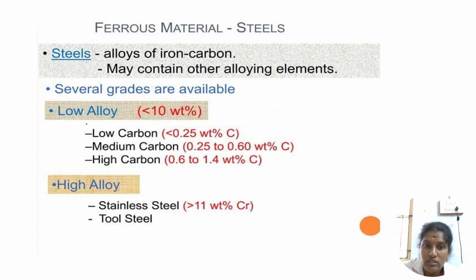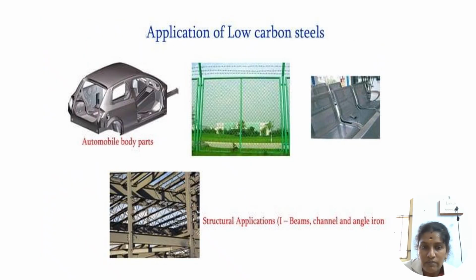I already told you steel is an alloy of iron and carbon, right? And we also have some other alloying elements based on the properties and conditions we are using. So several grades are available. The low alloy can be low carbon, medium carbon and high carbon. The high alloy can be stainless steel and tool steel. We can see the applications of low carbon steel. So these are all the main applications. This is just the introduction, introducing different types of steels with the applications of each steel, right?